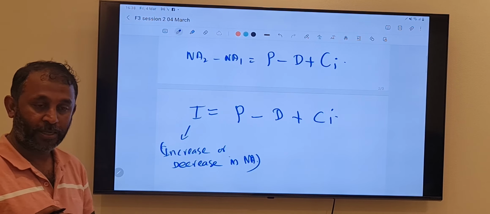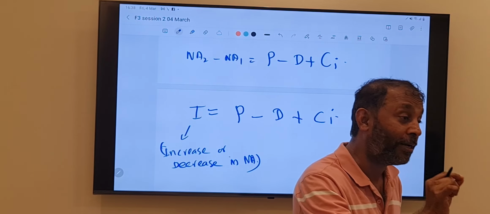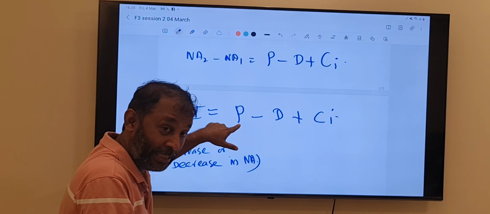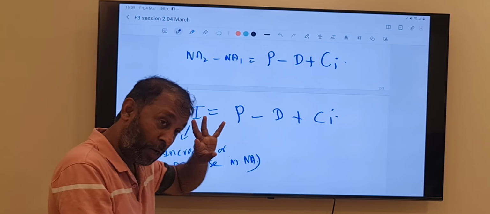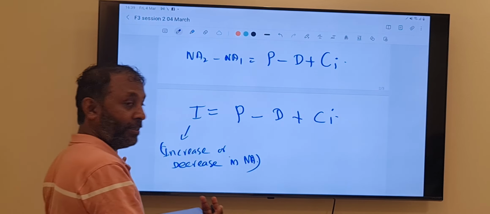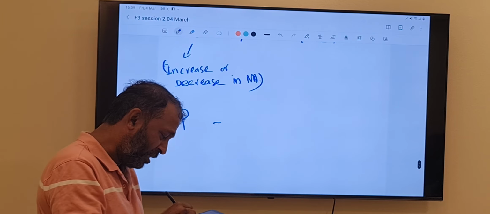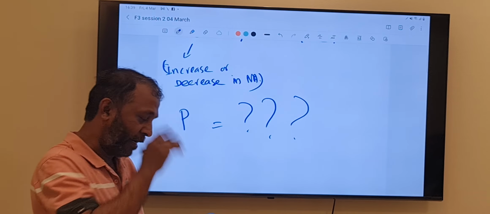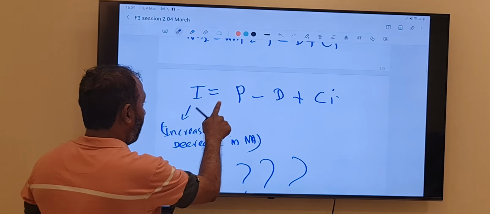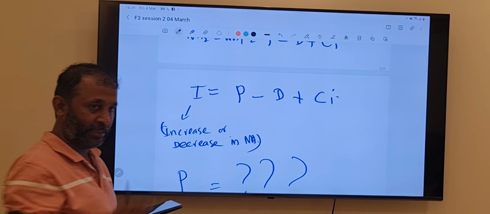Clear? But in F3 exams, they want to calculate profit. They don't want to calculate this. They want to calculate this. So we should now know what P is. From this equation, can you think how to rewrite it, P is equal to what? Give it effort for 1 minute. If I write P is equal to, how will this equation change?